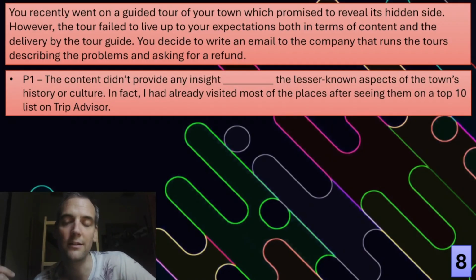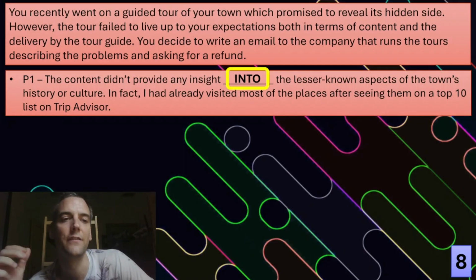Talking about the content, which was the first one, it didn't provide any insight into the lesser known aspects of the town's history or culture. How do we use the phrase insight? It's a bit of a common C1 phrase. You've probably seen it in my classes before, or, well, I've seen it in many C1 textbooks. You provide, give or offer insight into something. That is the phrase that we need.